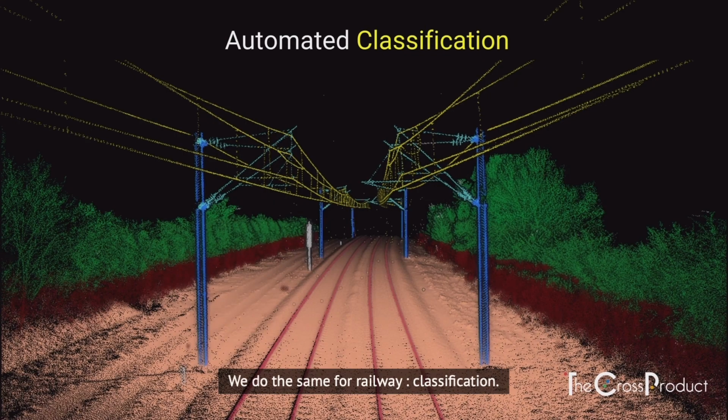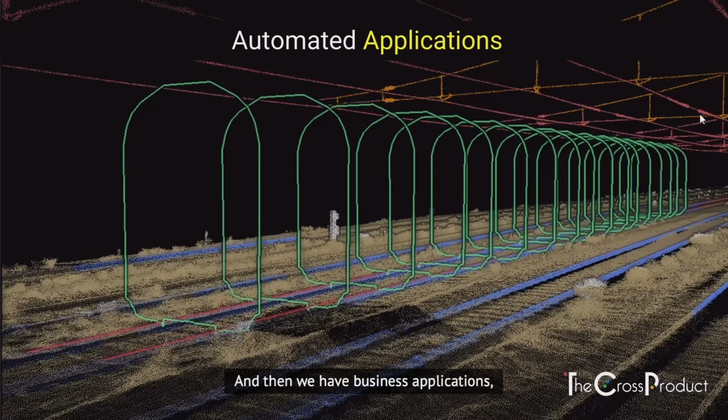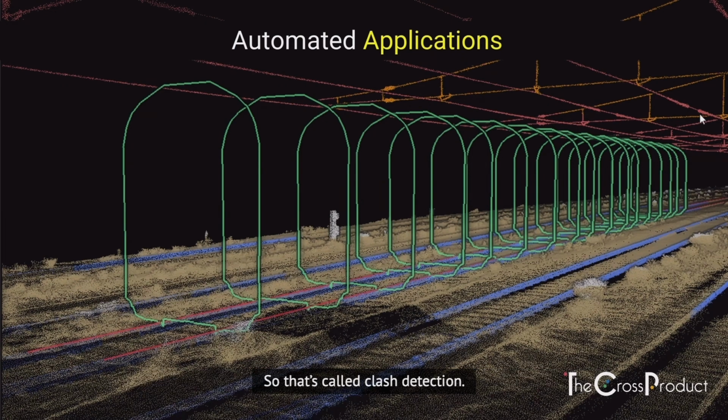We do the same for railway. Classification: we classify the rail. We have a class for the rails, the ground, vegetation, the poles, and the wire. And again, with this, we can vectorize. So we vectorize the rails, so you get the geometry of your track, fully automated. And then we have business applications. When we have done this, we can virtually circulate a train on the track and verify if it clashes with platforms, bridges, other trains, vegetation. That's called clash detection.